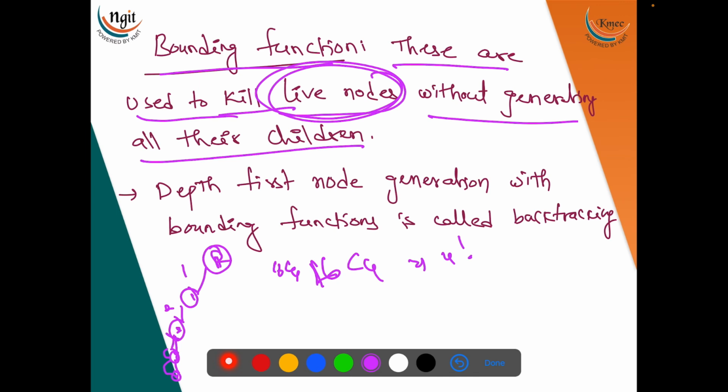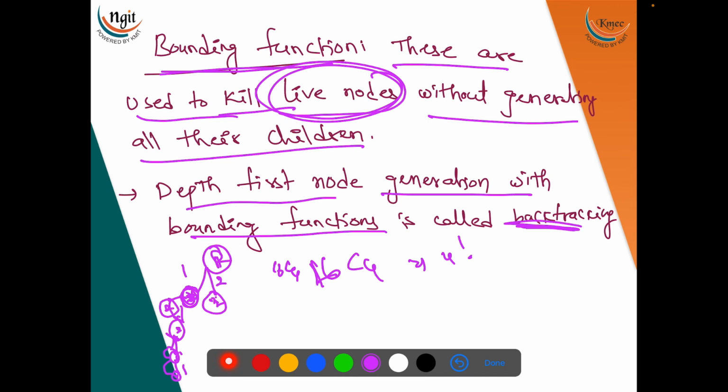We'll kill this procedure here, because when the first column is filled with Q1, obviously your Q2 should not be down from it, right? So we will backtrack here and change the solution. That means my Q1 cannot be in the first grid. Q1 can be in the second grid. So we'll apply the bounding function and kill the nodes so as not to generate the children nodes. Now, depth first node generation with the bounding function is called backtracking.